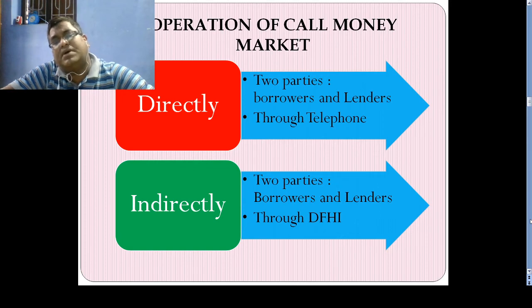If you talk about the operation of a call money market, there are two types of operation. One is direct, another one is indirect. Directly, there are two parties: one is a borrower, another is a lender.